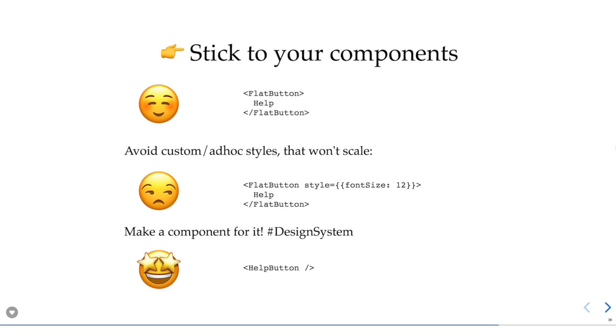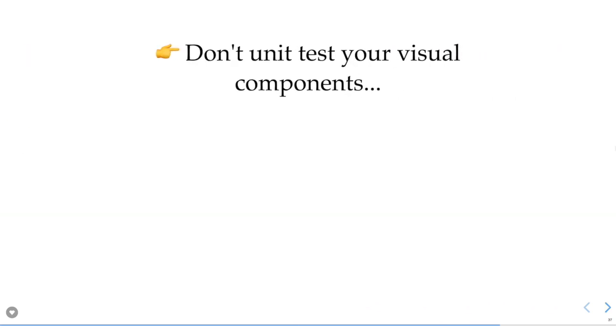So the idea is just to make a component for it, make a component for everything. Using React, it takes a few lines to make a new component. In a way, what I'm saying is have a design system and stick to it. There is something that can help you to make a design system. I will talk about it.